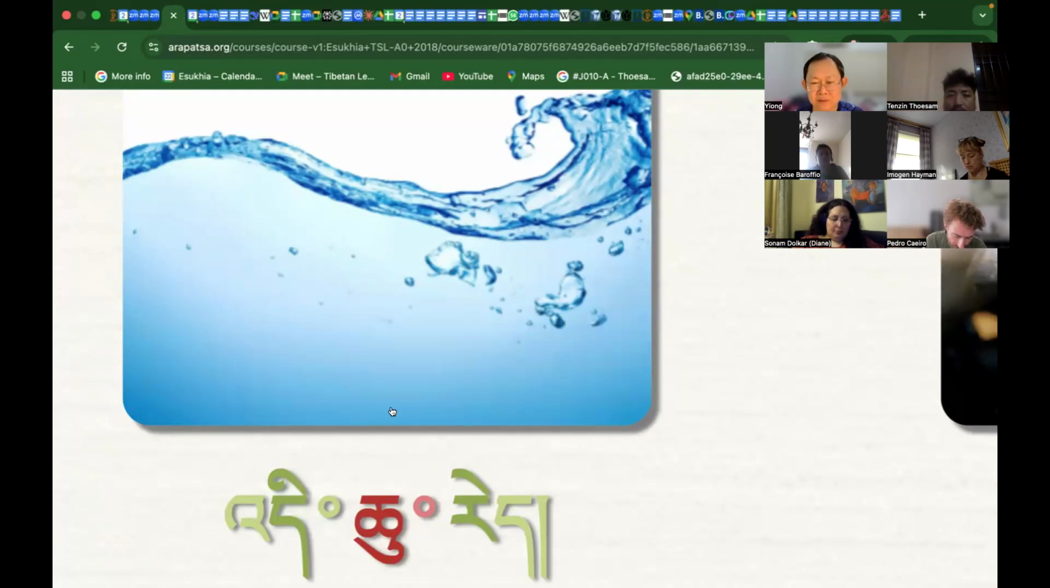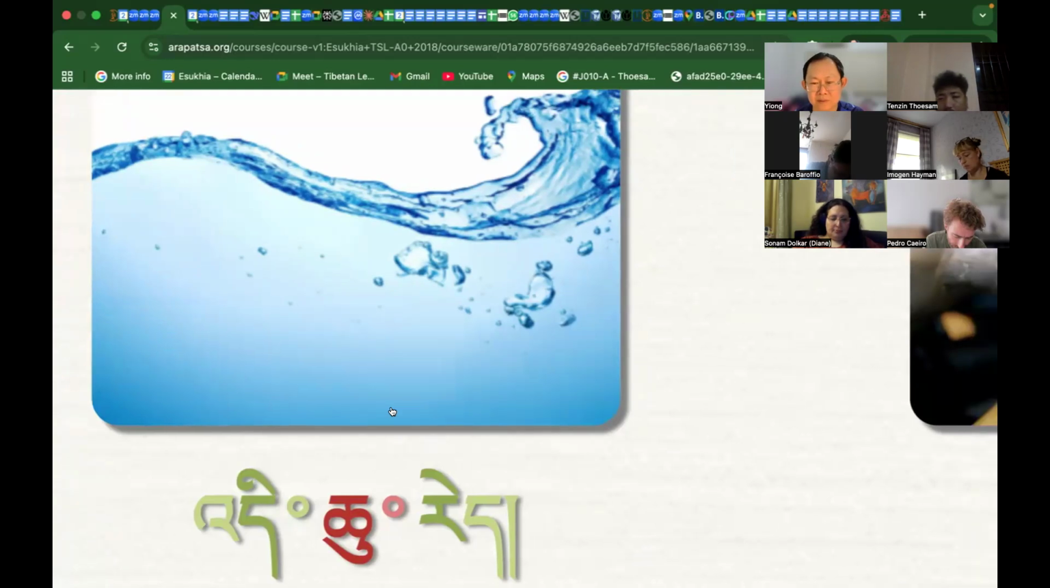Something like this. Now, if you wanna add connection particle, ki, make sentence including connection particle, then you can say the Himalaya ki chu re. Something like that.